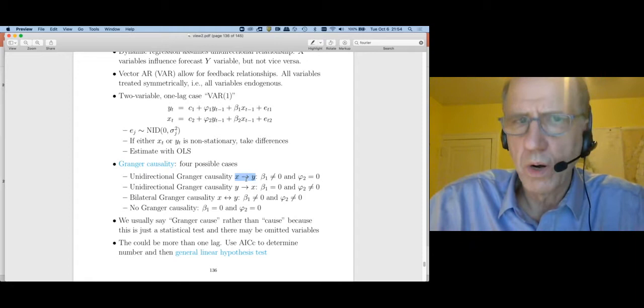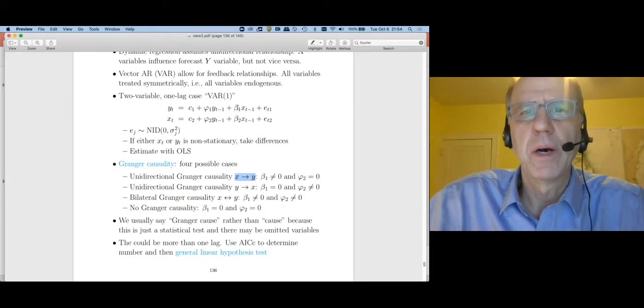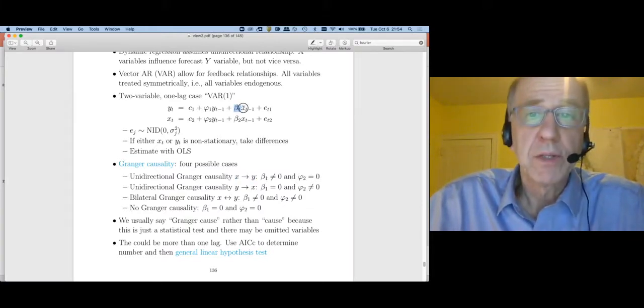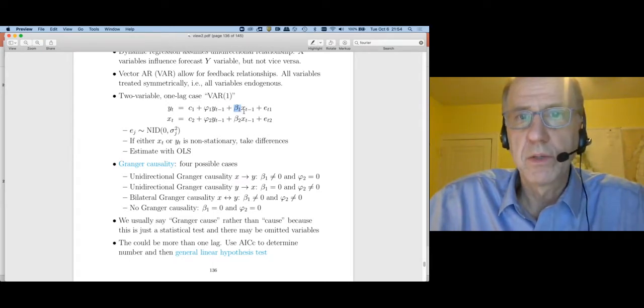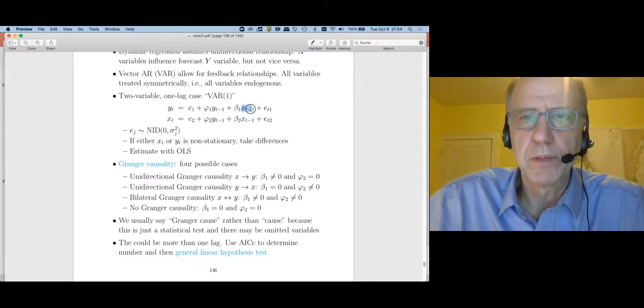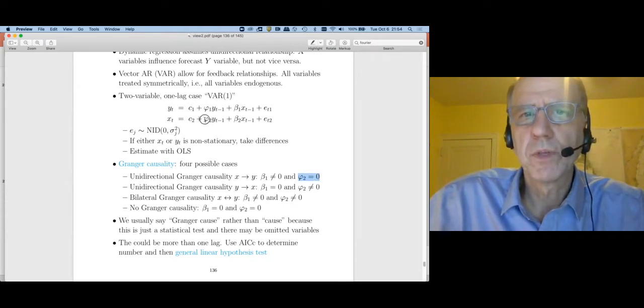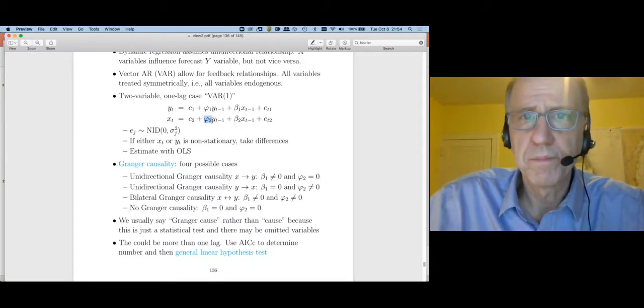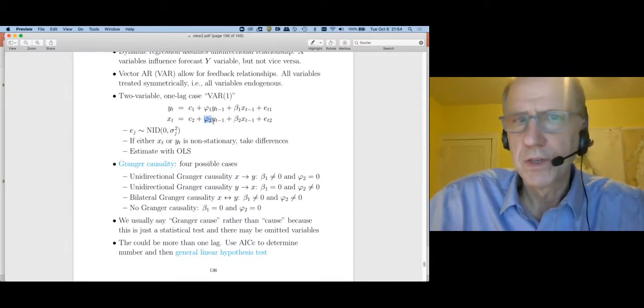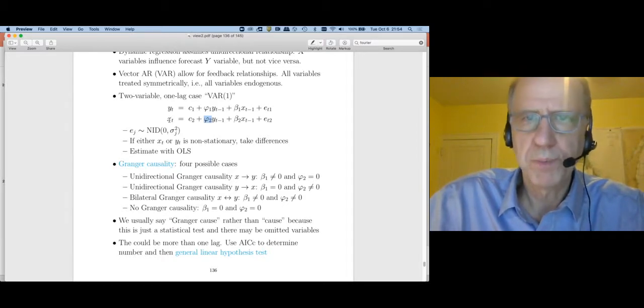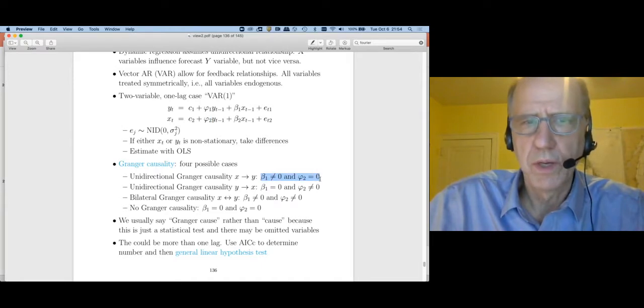Now, if x is causing y, then what we would expect is that the beta 1 up in this regression model had better be non-zero. So that is saying there's concomitant variation between y this period and my x in the previous period. And we can see that there's time order of occurrence there as well. Now, the other thing we expect is that phi 2, which is sitting right here, ought to be 0, meaning my sales in the previous period shouldn't be affecting my advertising this period. So if these two conditions hold, then we would say that x is likely causing y.